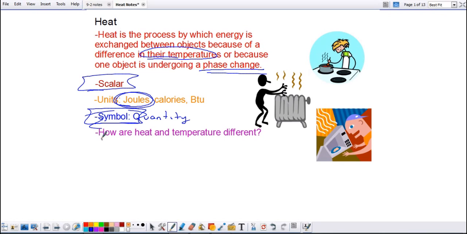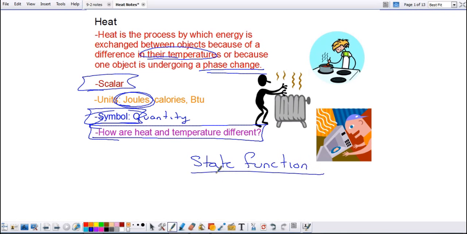Now, in everyday language, oftentimes people use these words, heat and temperature, interchangeably. And they use the word heat to mean it's hot. But they're not the same thing. You have a temperature. Your temperature or the room that you're in has a temperature. It is a state function.